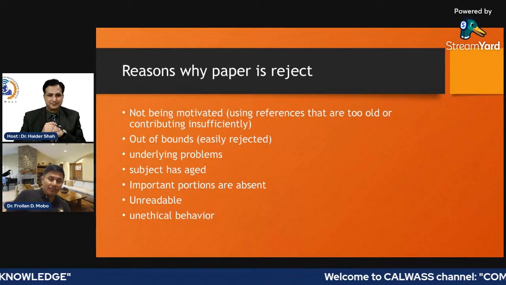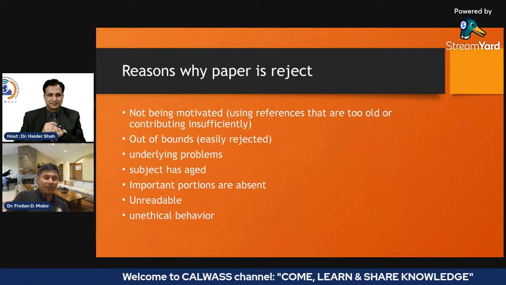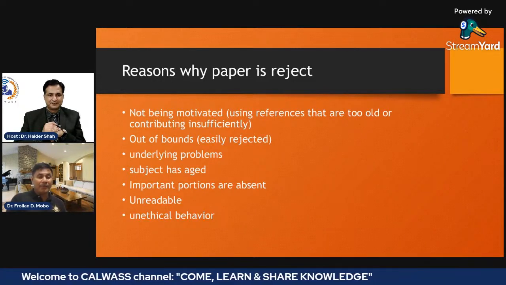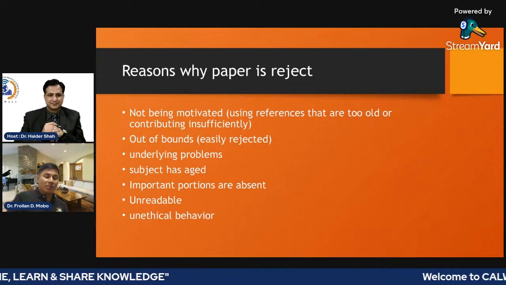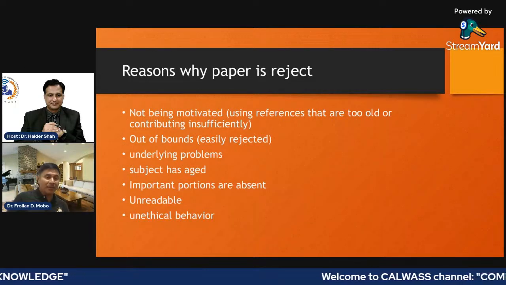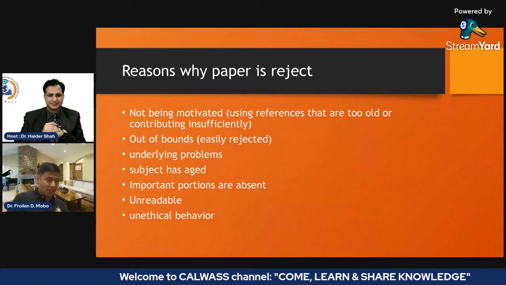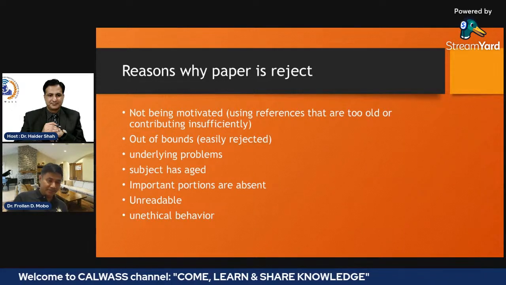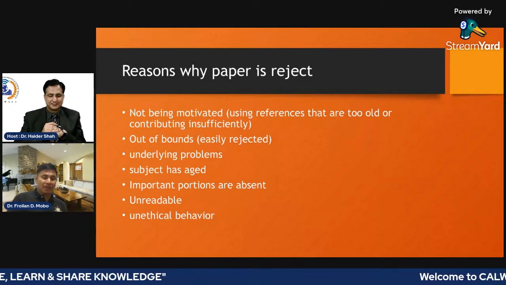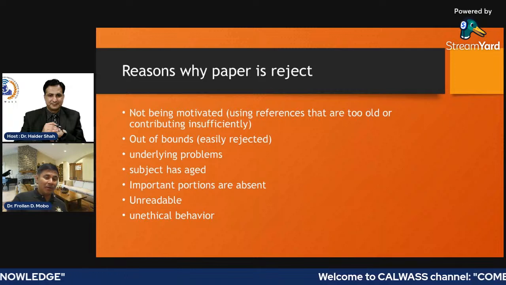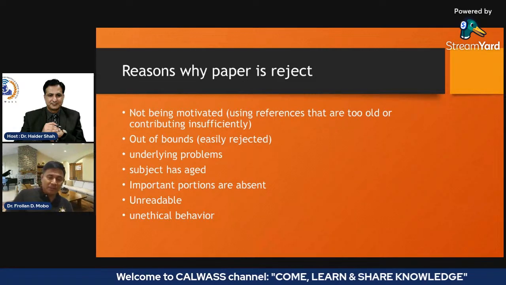And of course, reasons why a paper is being rejected. Sometimes it is not being motivated, using references that are too old, or contributing institutions. So it's better to check everything, underlying problems. It's normal to have underlying problems, but it's important that you can solve them easily. Then the subject scope, important positions that are absent, and unethical behavior will help us in identifying which is the best journal.